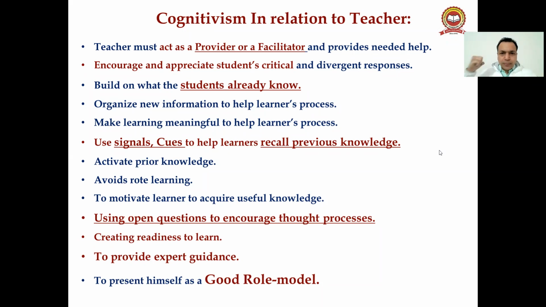You have seen that at a very formative age, they start such kind of processes, such kind of thinking in order to stimulate the student's mind, right? By acting as a provider and facilitator. So the next point is, under cognitivism, cognitivism encourages and appreciates students' critical and divergent responses, right? Build on what the students already know.